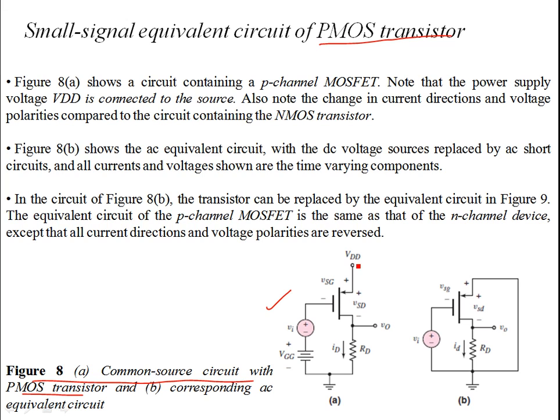Okay, the current direction over here is out of the drain, and the voltage polarities are reversed. The voltage polarities are such that you're still taking the output from the drain, but the source is at the higher potential with respect to drain. So the source is at higher potential with respect to drain, and the source is tied up to VDD, which is the DC biasing.